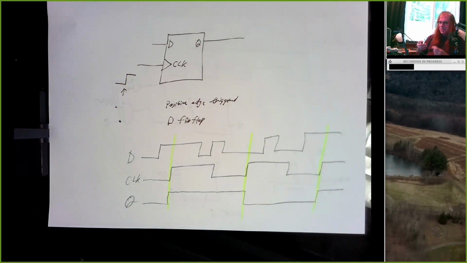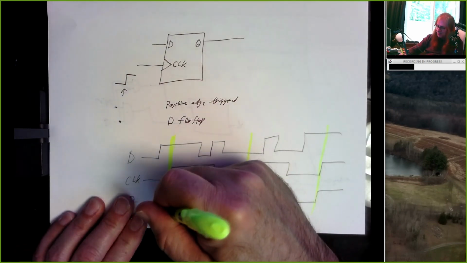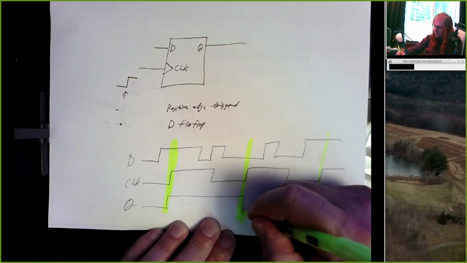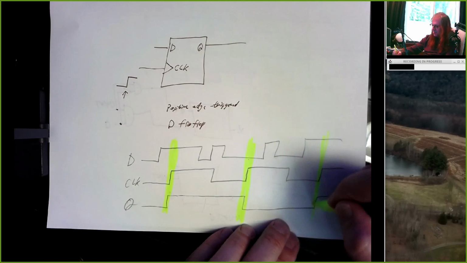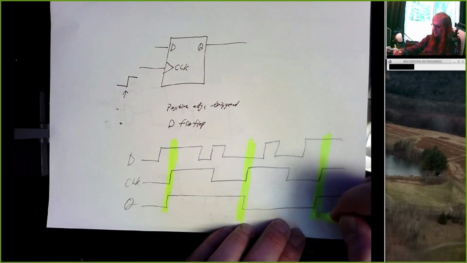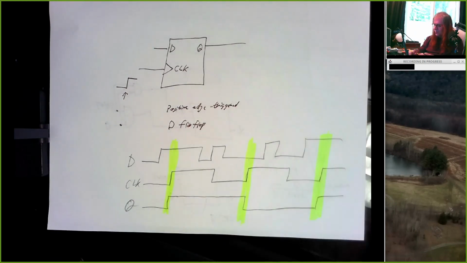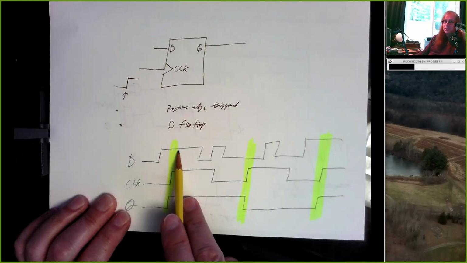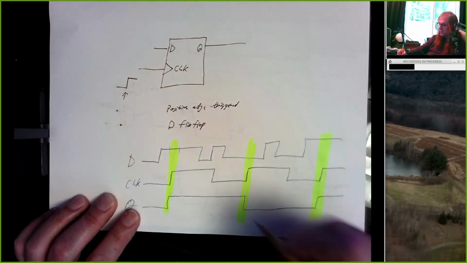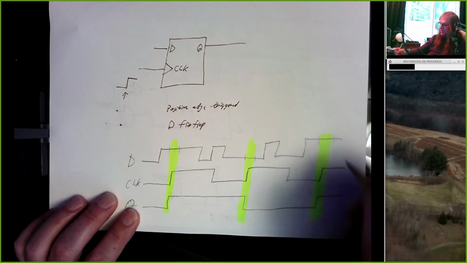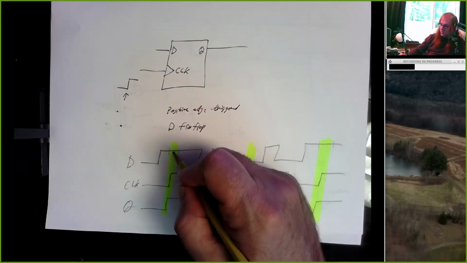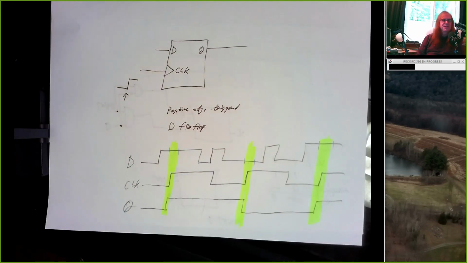And being a physical device, this is not actually a knife edge. It's not actually an infinitesimal moment in time. It's actually a little bit of time before and after the clock edge. So a little bit before, a little bit after. And when we design with these flip-flops, these edge-triggered devices, we make an assumption. And the assumption is, for some little bit of time before and after the clock edge, the input does not change. So everything from here to here, the input was 1. Everything from here to here, the input was 0. Everything from here to here, the input was 1. Okay, that makes our analysis much simpler. But if our input was to change right before this clock edge, funny things can happen.